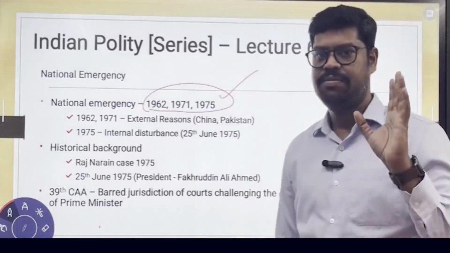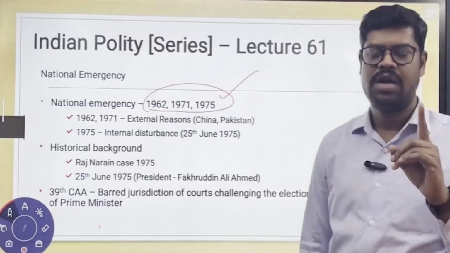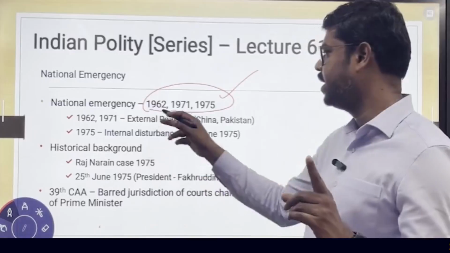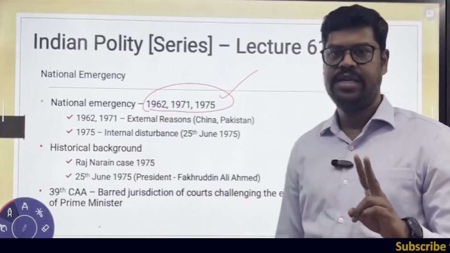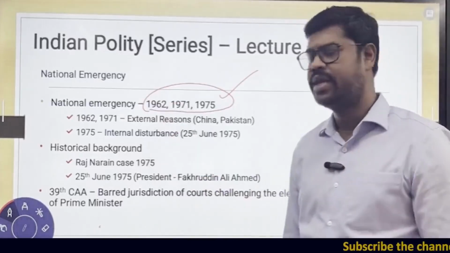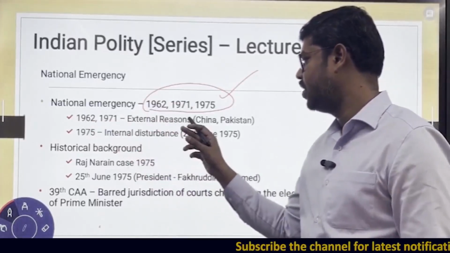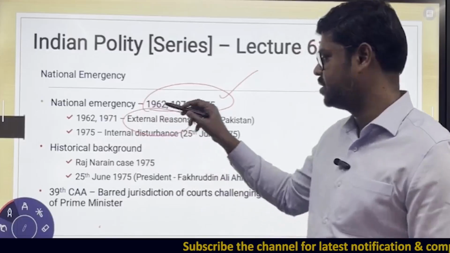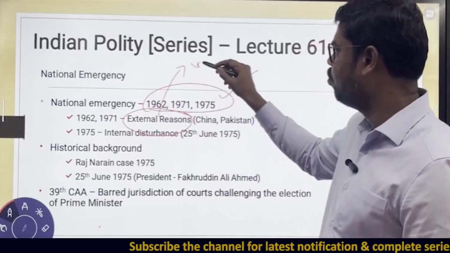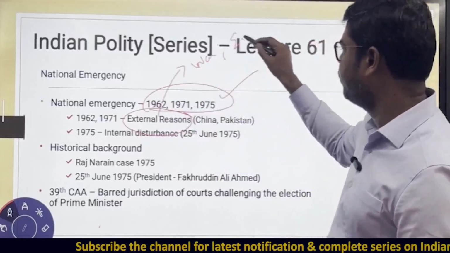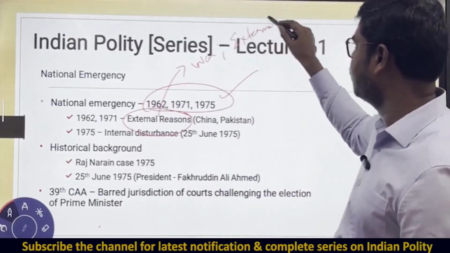So for the first time, the national emergency was invoked under Article 352 of the Constitution in 1962, then in 1971, and the third occasion was in 1975. So in 1962 and 1971, it was because of external reasons. So what are the external reasons? It is because of war or maybe because of external aggression. So these are the two external reasons.